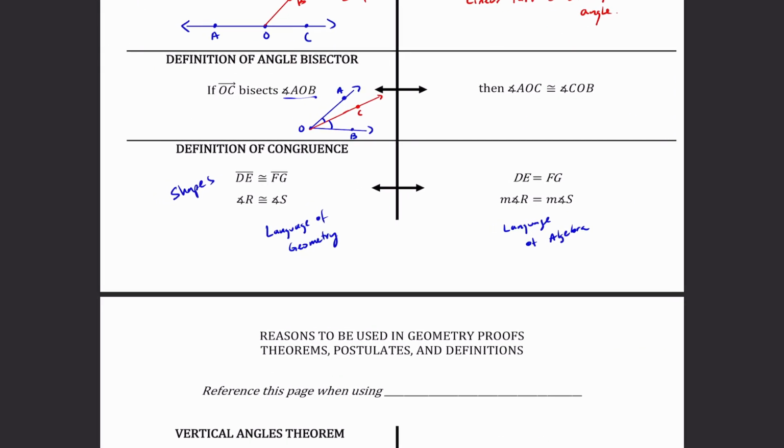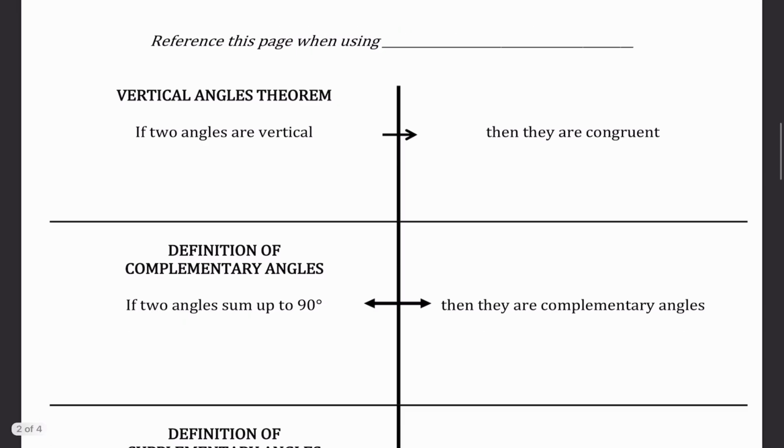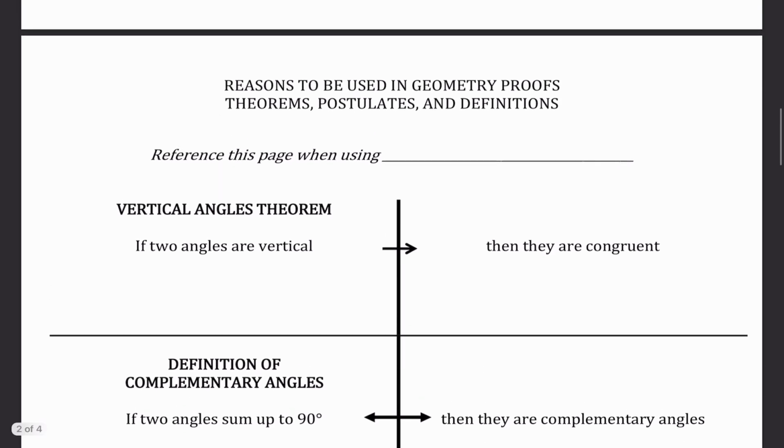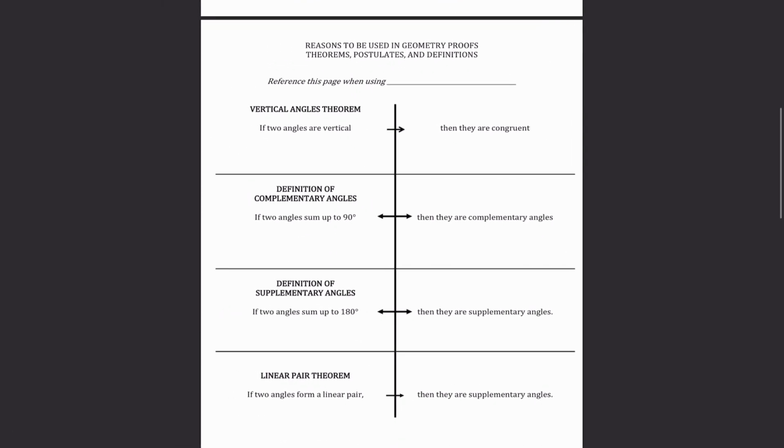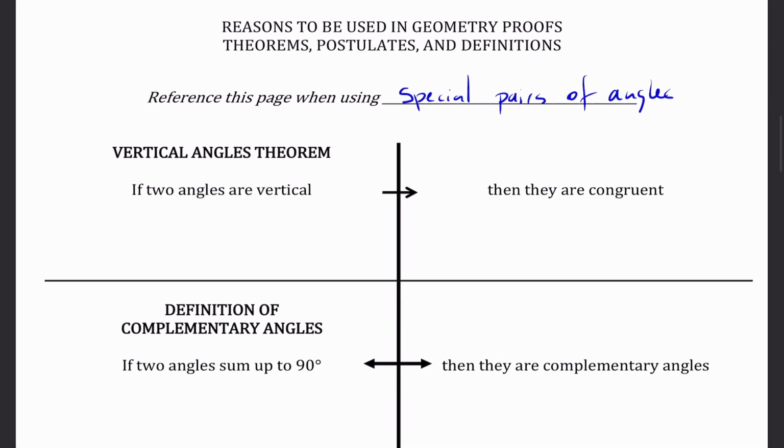But when we get into proofs, you will see why we're going to be using the definition of congruence as a reason. Here, reasons to be used in geometry proofs: theorems, postulates, and definitions. Reference this page when using special pairs of angles. Okay, the vertical angles theorem: if two angles are vertical, then they are congruent.